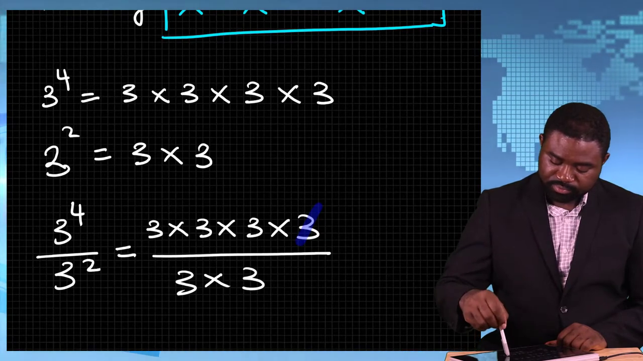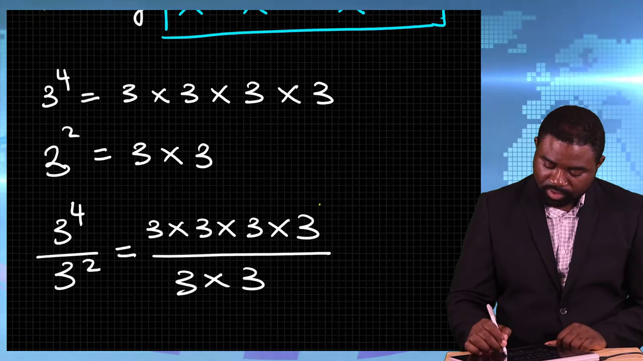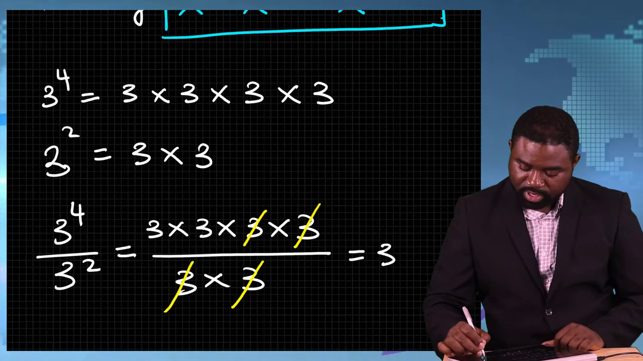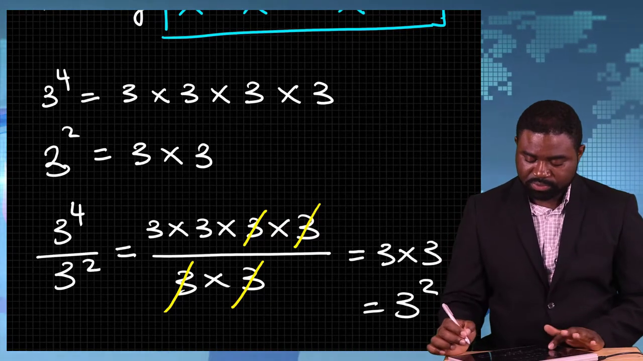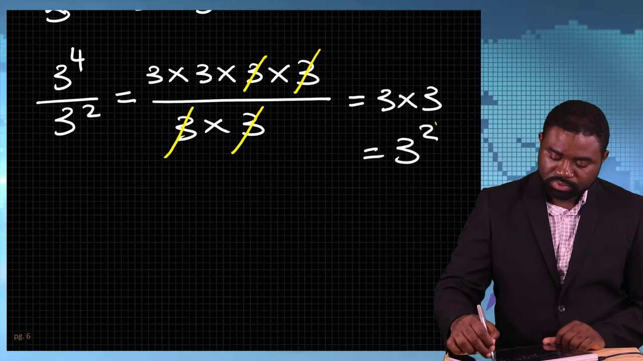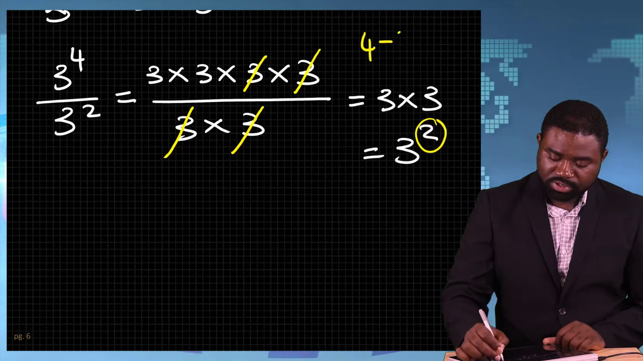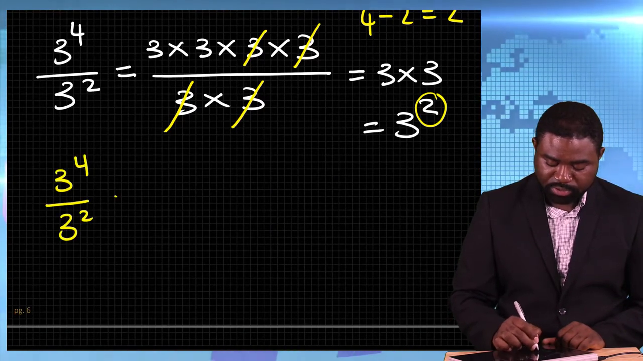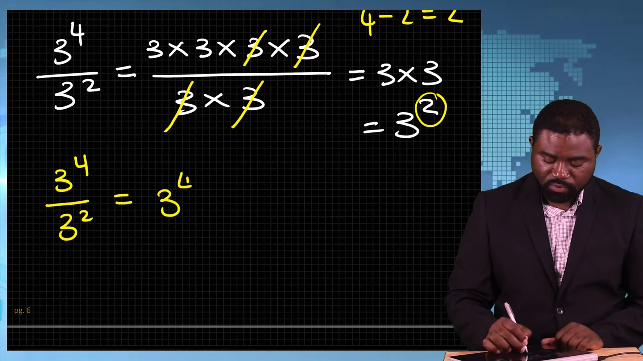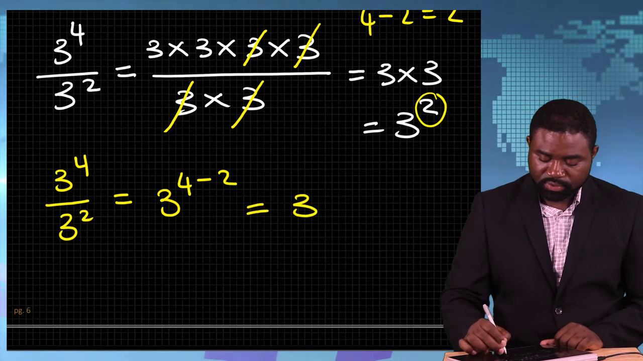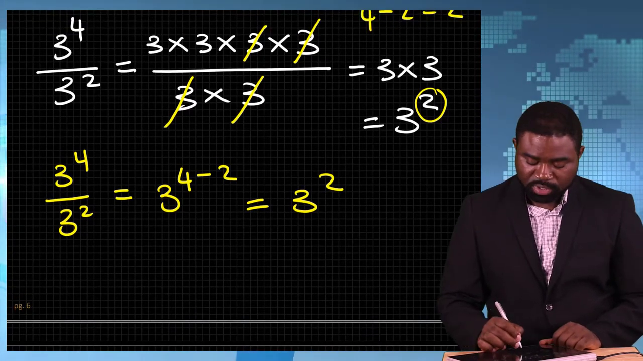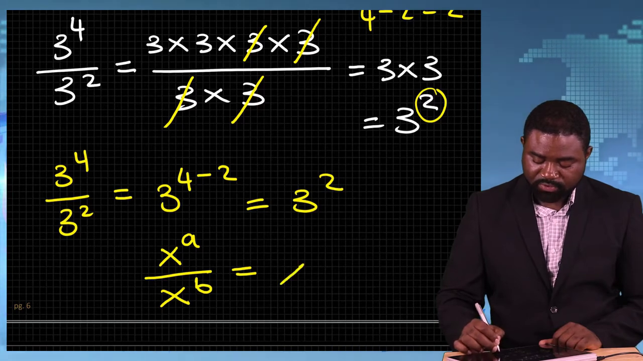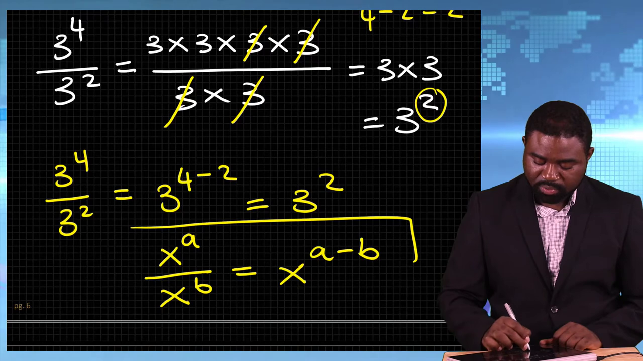This 3 will take care of this. This will take care of this. So we are left with 3 multiplied by 3, which is just 3 raised to the power 2. So what do you notice? 4 minus 2 is equal to 2. So we can say that 3 raised to the power 4 divided by 3 raised to the power 2 is equal to 3 raised to the power 4 minus 2, which is equal to 3 raised to the power 2. So we can definitely conclude that x raised to the power a divided by x raised to the power b is equal to x raised to the power a minus b. This is power law number 2.